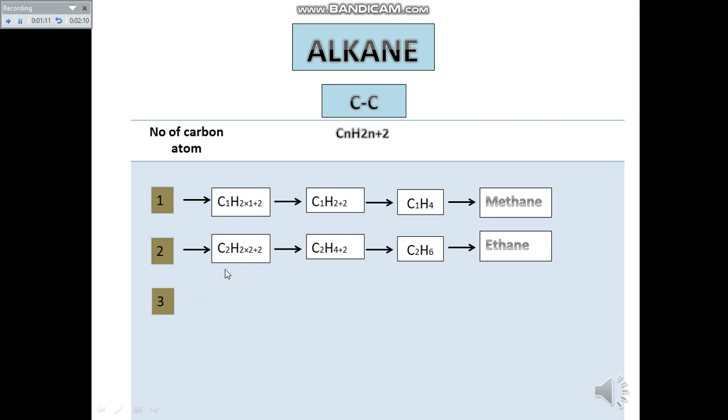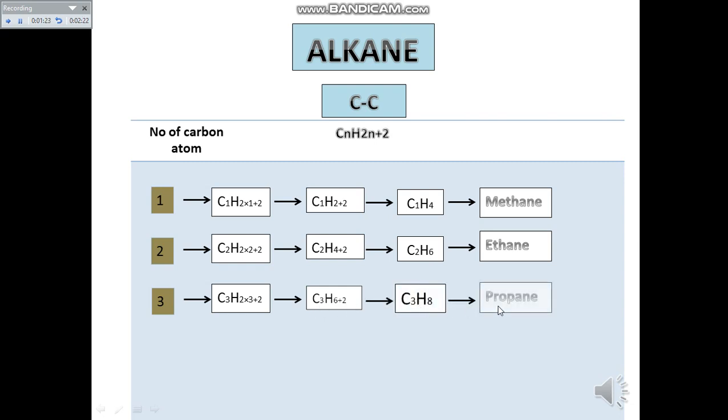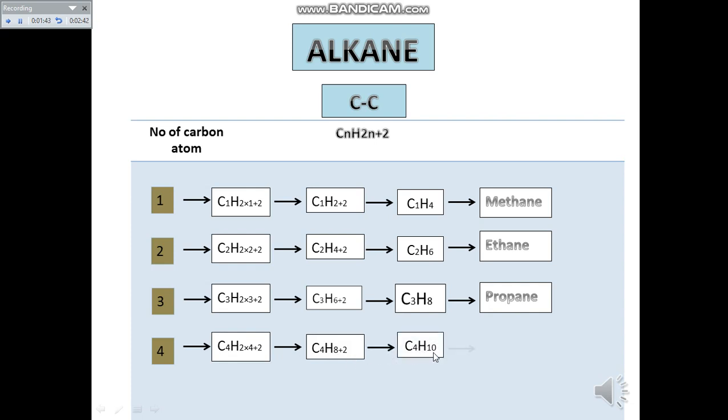The same way, the number of carbon atoms is 3, n equals 3. Applying this formula, we get C3 H(2 into 3 plus 2), that is 6 plus 2, C3 H8, called propane. The prefix is prop and the suffix is ane, so propane. And then 4: apply n equals 4, we get C4 H(2 into 4 plus 2), that is 8 plus 2, C4 H10, called butane. The prefix is but, the suffix is ane, butane.